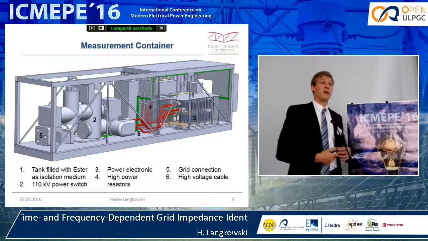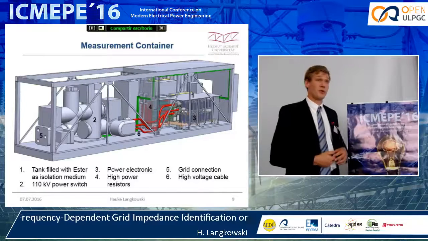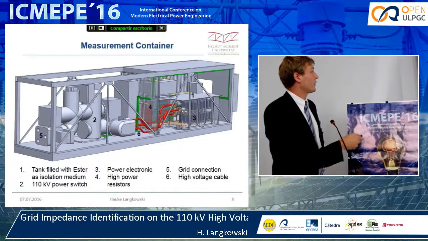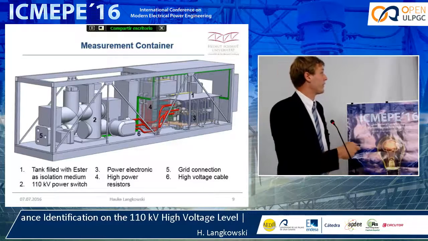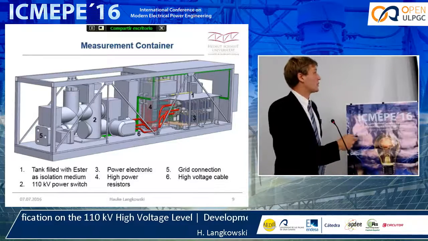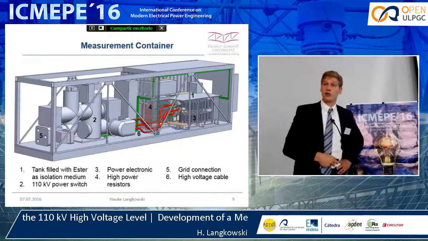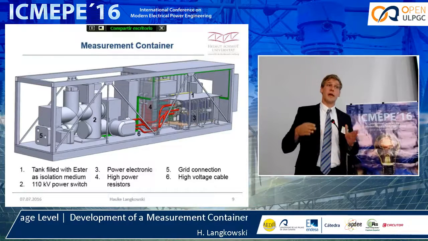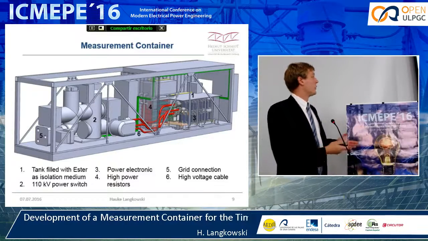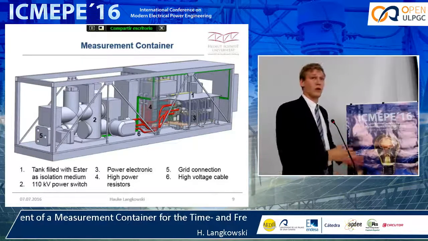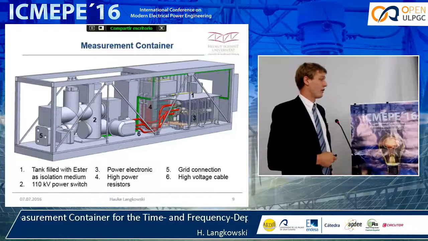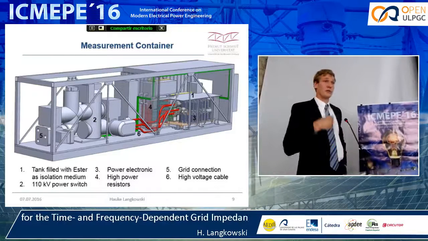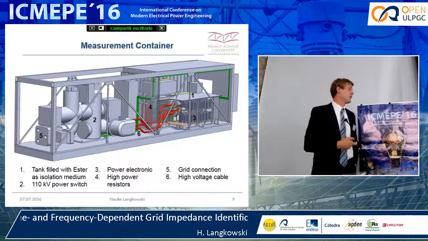And this is a 3D model of our measurement container. On the left side you can see the power switch from the company Siemens, and this power switch is connected with the power electronic circuit. So here is the grid connection. The access to the high voltage level is by plugs from cables to the grid authorities. This measurement container will be connected to the grid of Hamburg in the next year.